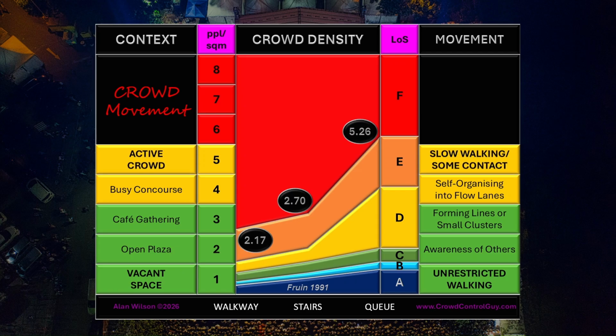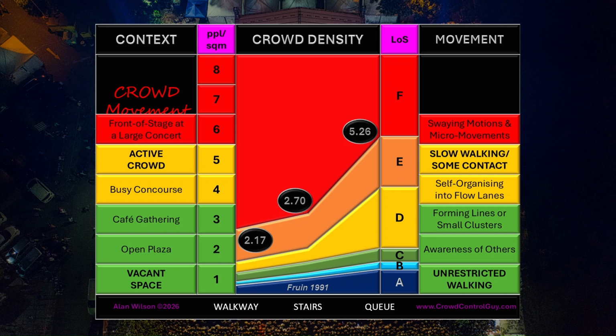And when you get to 5.26 people per square meter area, the active crowd where you will see slow walking and some physical contact where people start bumping into each other. This is where it all starts to get interesting for crowd scientists. 6. Front of stage at the barrier. You experience swaying motions and micro movements. If you can see this movement, then you will now know what the crowd density is just by observing.